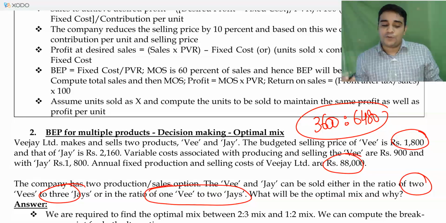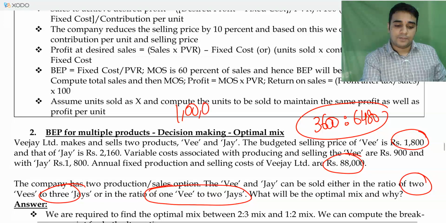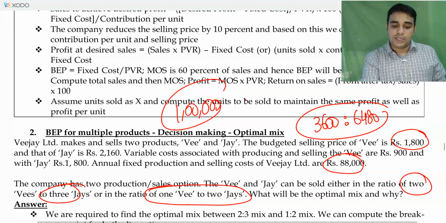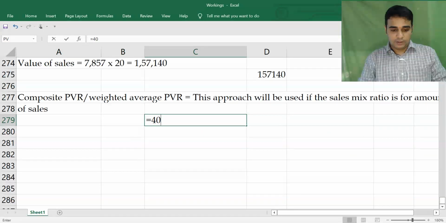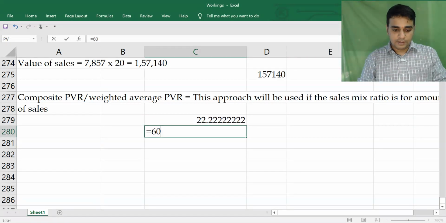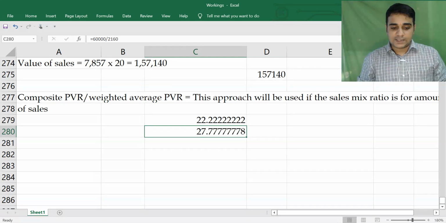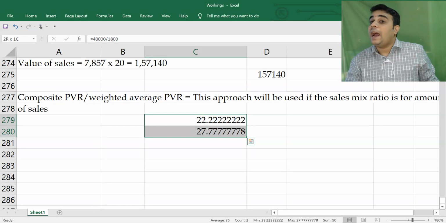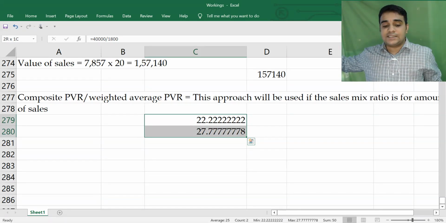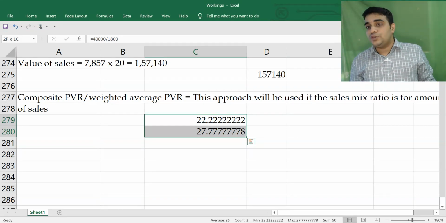For example, how can it be for value? The question will say 1 lakh, split in the ratio of 2:3. So V sales is 40,000 rupees and J sales is 60,000 rupees. 40,000 divided by 1,800 rupees, 60,000 divided by 2160. If the question says the sales mix is in the ratio of 2:3 and it is in rupees, then for units it's like 22 and 28 units. When it comes to units, it will become 22 units and 28 units.